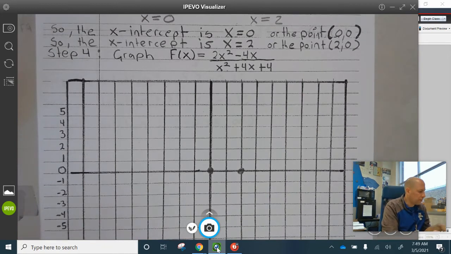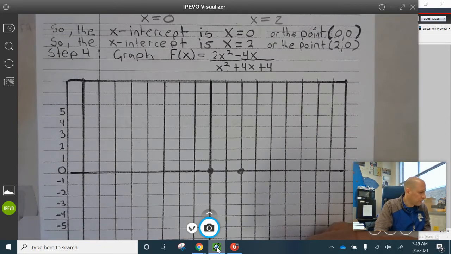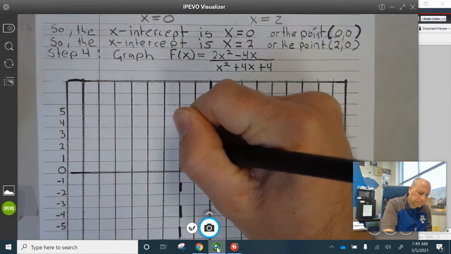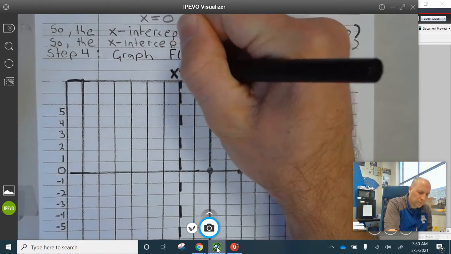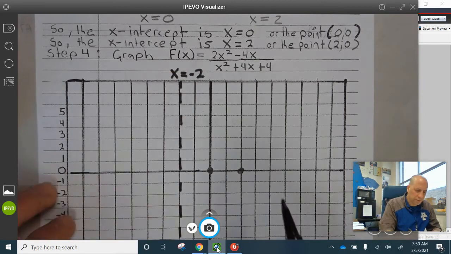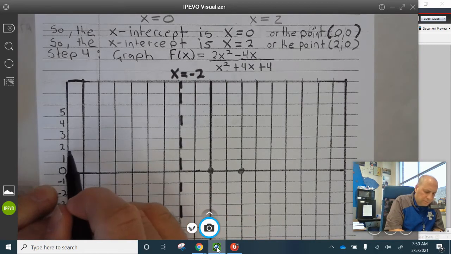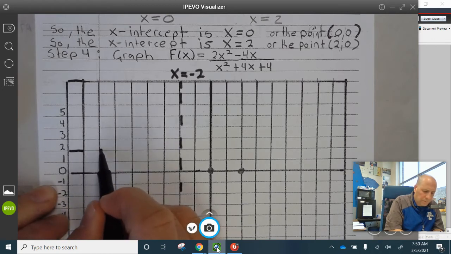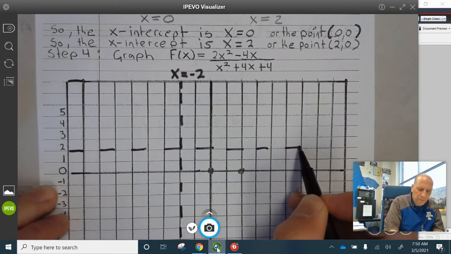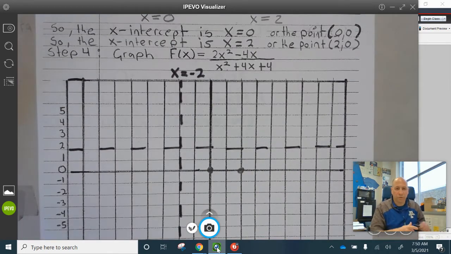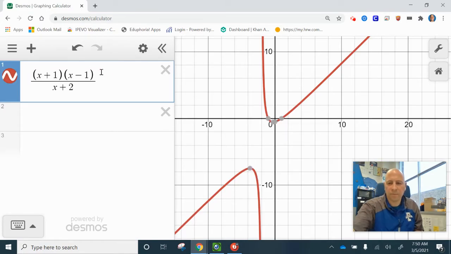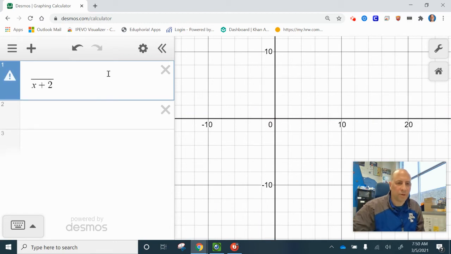Okay, now we know that we have a vertical asymptote at x equals -2, and we have a horizontal asymptote at y equals 2. So let's go ahead and graph this, and let's use Desmos in this case. We've used the Inspire quite a few times, so delete here.